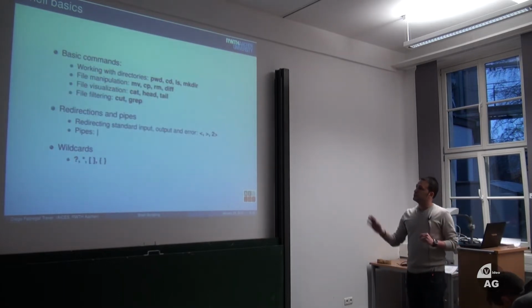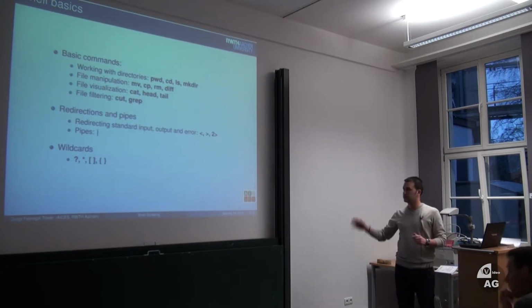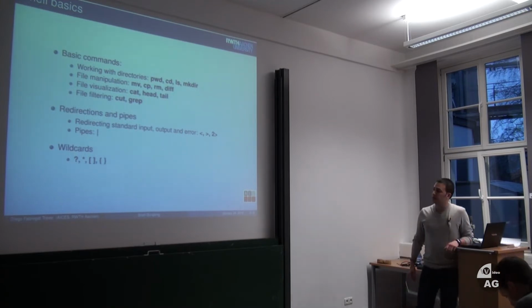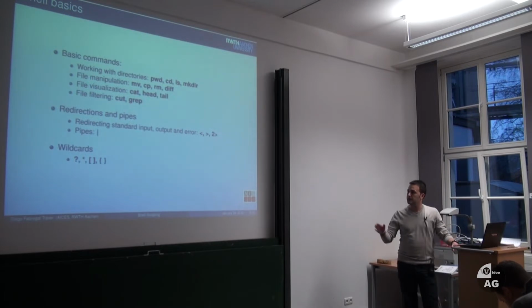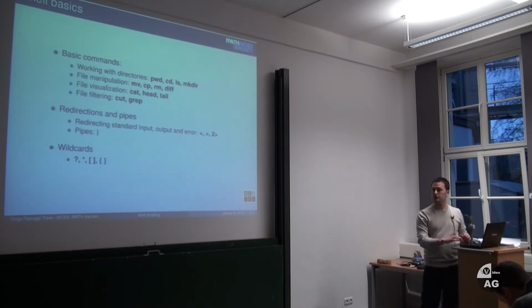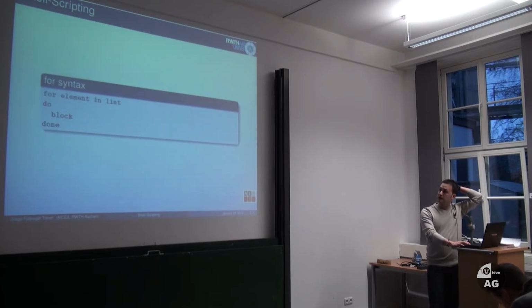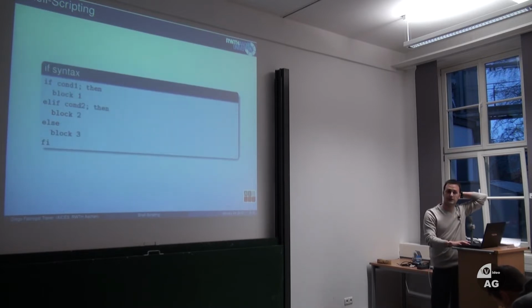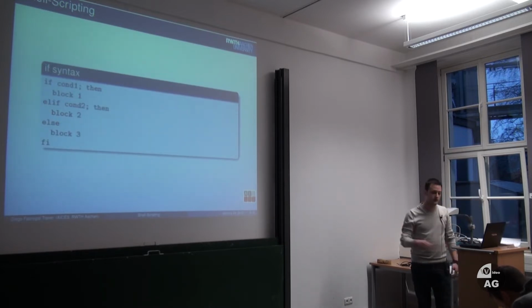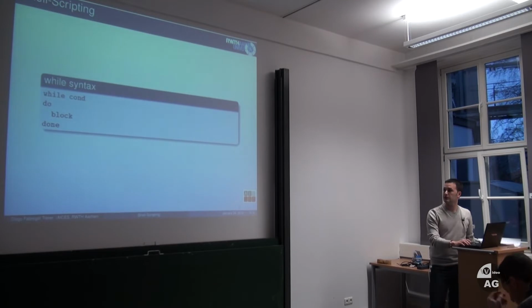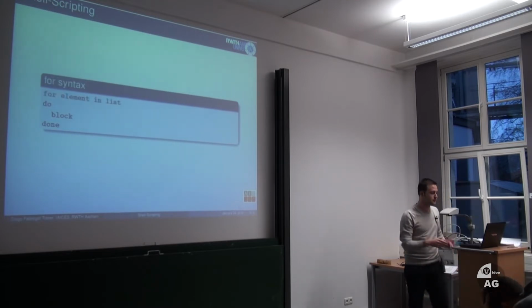I will start with some basic commands, not even all of them, just working with directories and files. Then redirecting input and output or standard error, and pipes so that we can connect input and output from different processes. And a bit of wildcards, we will see what that means. And then I will get into control structures, just briefly if, while, and for. As you can see, it's basically as any language. If condition, then something, else, otherwise another condition, different code, and so on. While condition, do something, and for some elements, do something else.